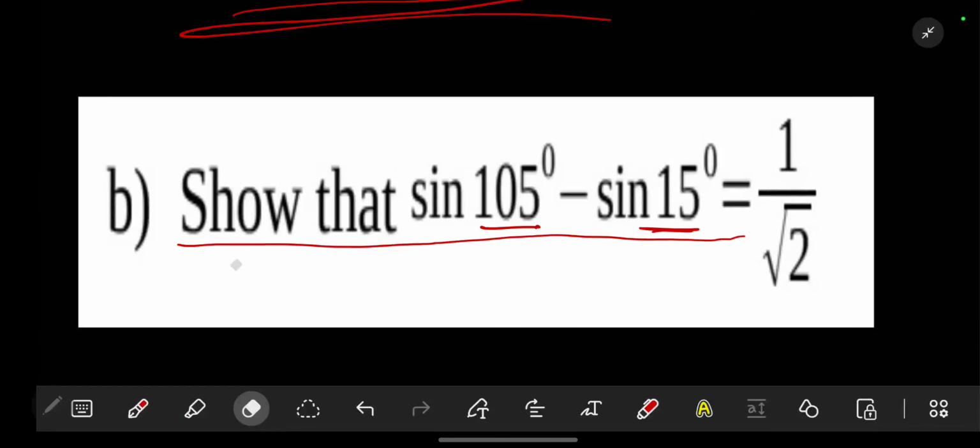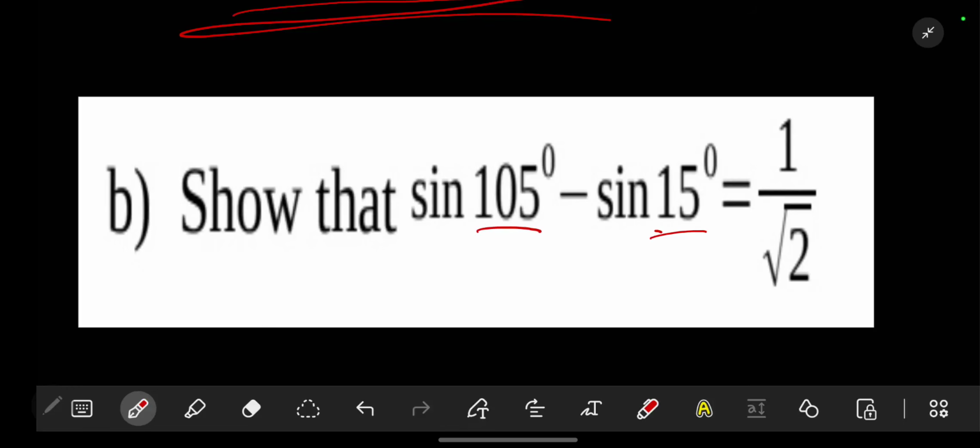So let's say you are told to show this. Immediately you look at a question that looks like this. Just think, 105 is not a special angle, 15 is not a special angle. So you need to find two special angles which you can subtract or add.